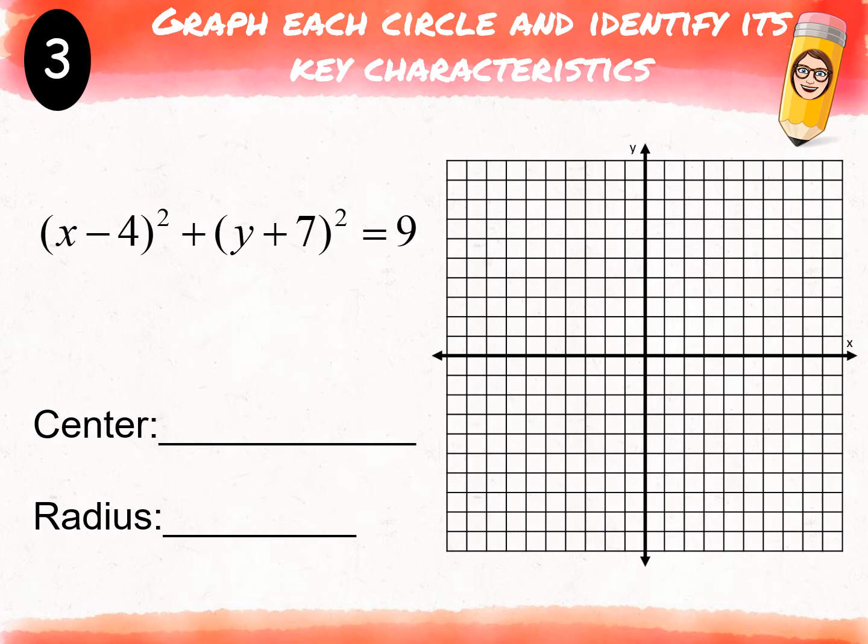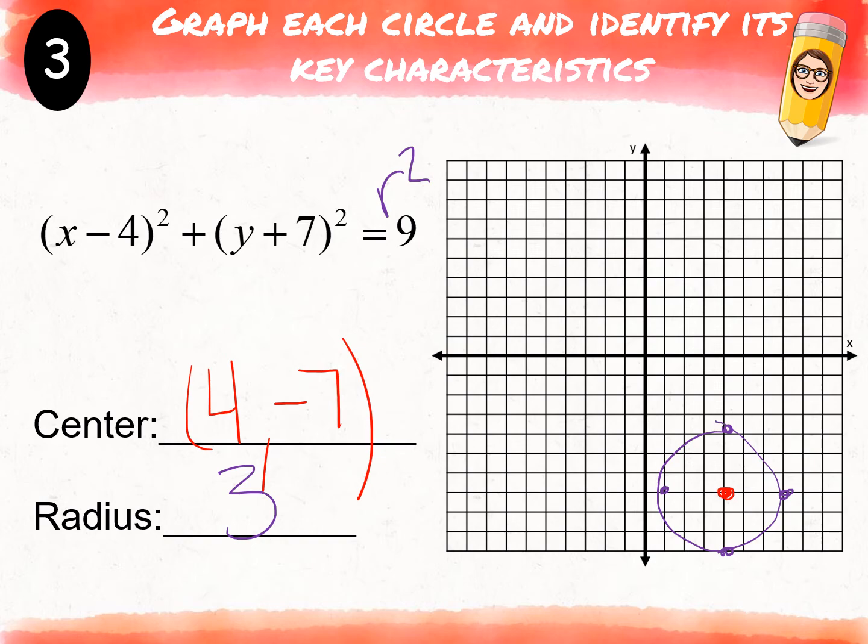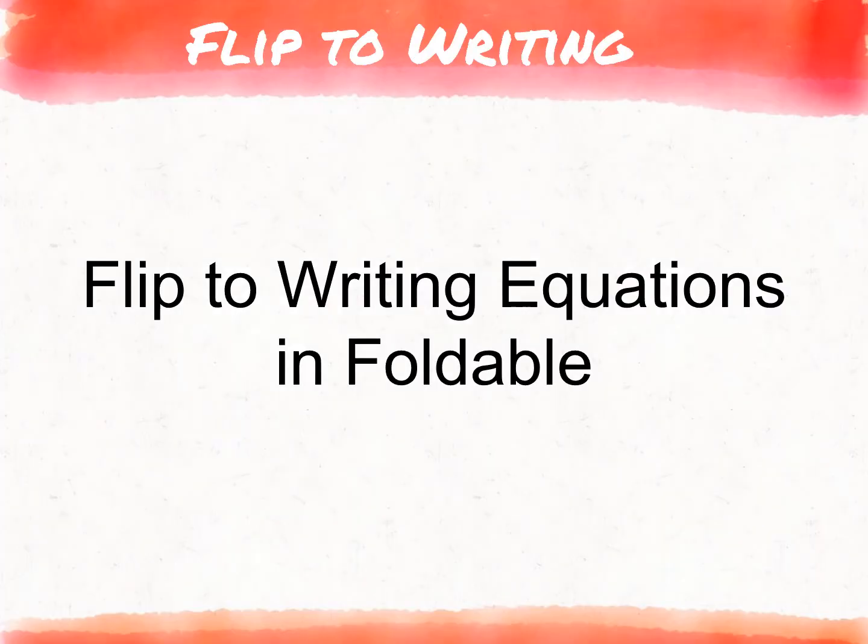Let's try one more. If it says x minus 4, I'm at positive 4. If it says y plus 7, I'm at negative 7. Normally the radius squared is the solution, so my radius is 3. So let's go right 4, down 7, there's my center point, 3 in each direction. Nice small circle, a little bit easier to graph. Not too bad. Let's jump to writing though.